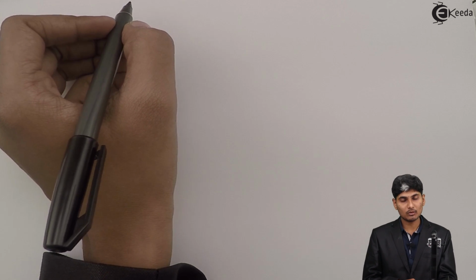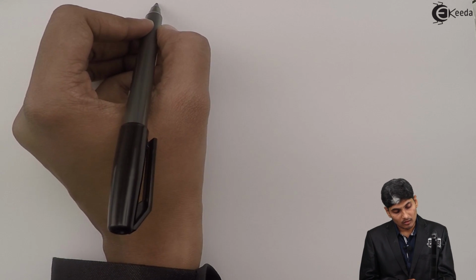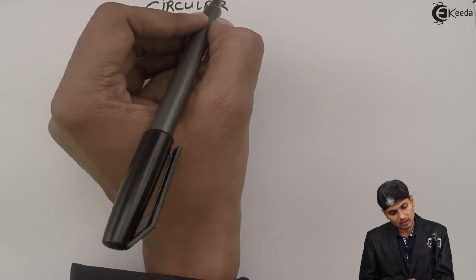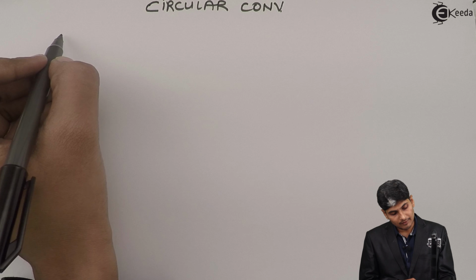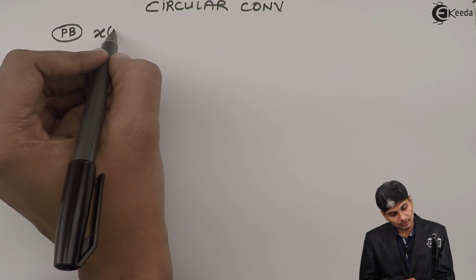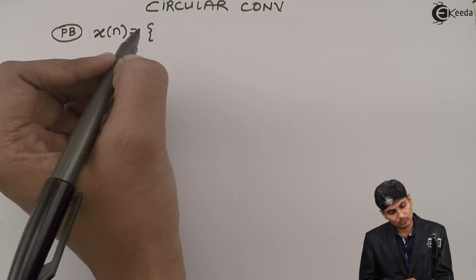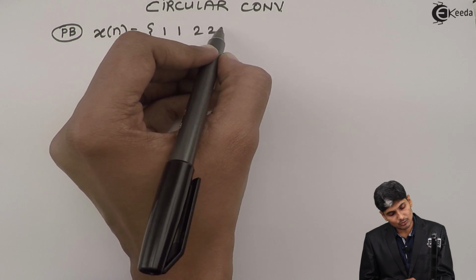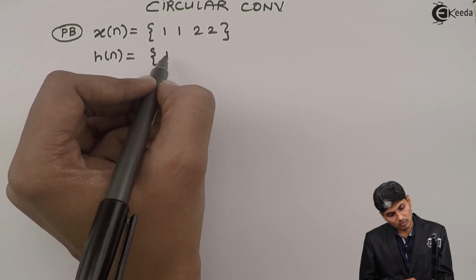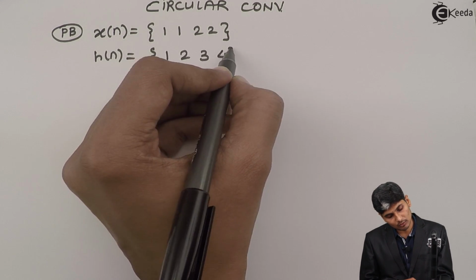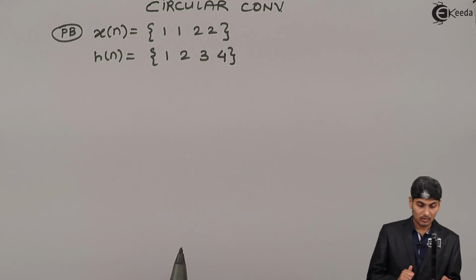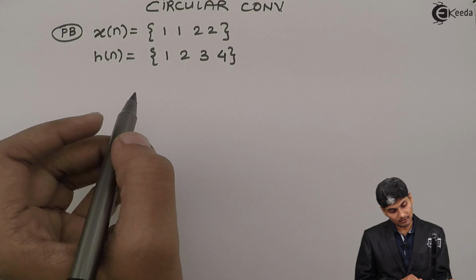Let us see a problem on a circular convolution. So, we are looking at circular convolution, and the problem for today is x of n equals 1, 1, 2, 2 and h of n equals 1, 2, 3, 4. So, we are given two sequences, one is x of n and one is h of n.